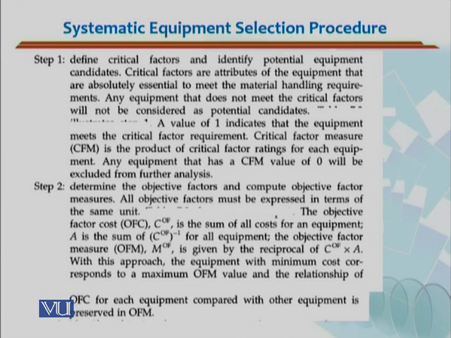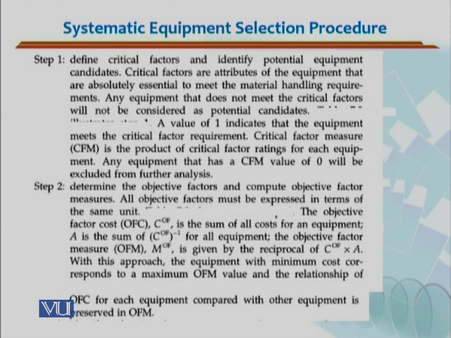A value of 1 for a critical factor means that the equipment meets the critical factor requirement. There is a critical factor measure, CFM, that is the product of critical factor rating for each equipment. So CFM, critical factor measure, actually is the product of critical factor rating for each equipment. Critical factor ratings will be given, and on their basis the critical factor measure will be found.